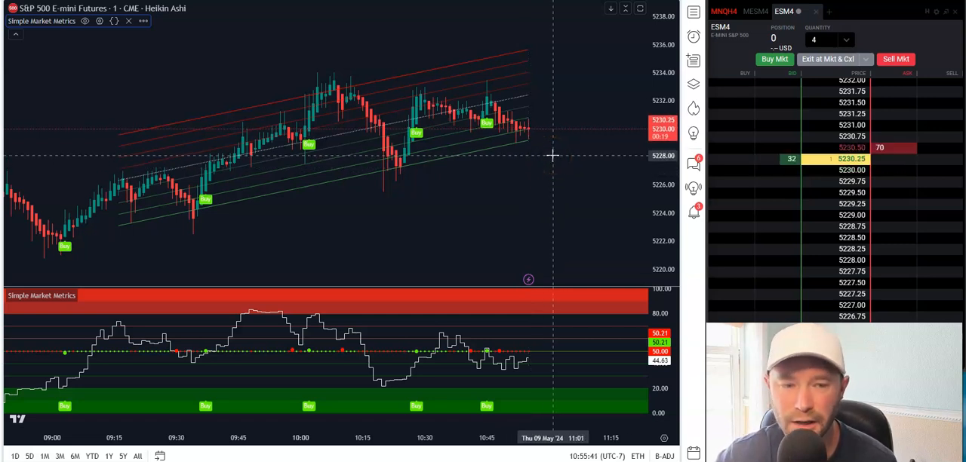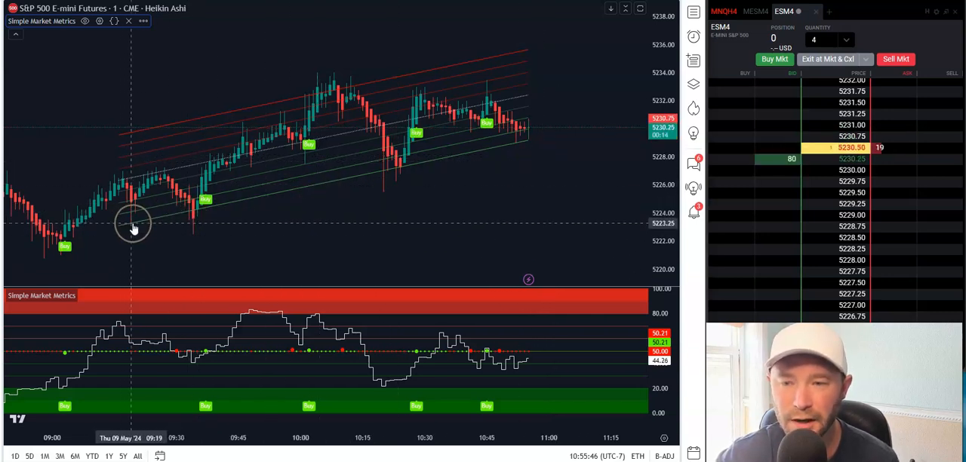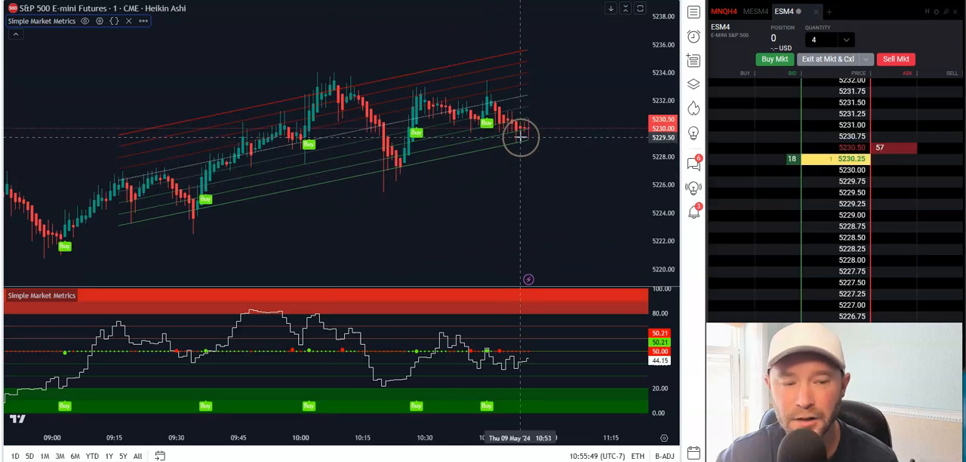Now, being patient and waiting for either a buy signal to happen or to get down into confirmation areas like we've done before to see a potential increase to the upside, that's what we want to wait for.